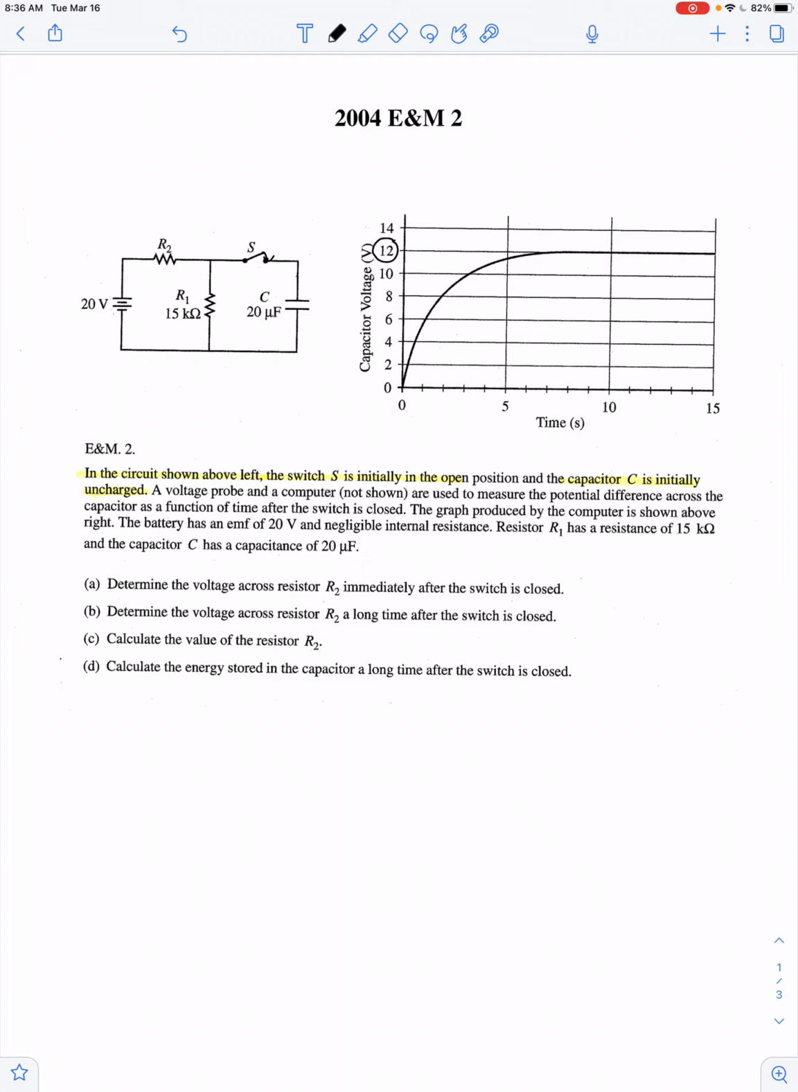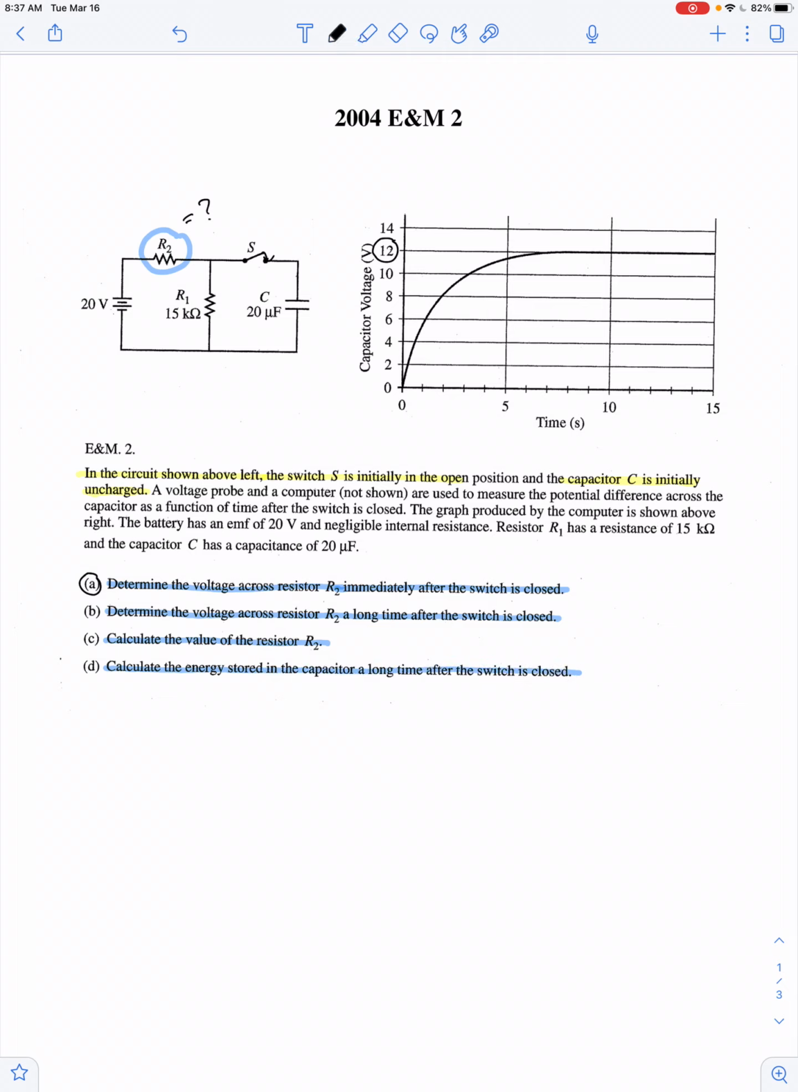Here are the questions we have. First of all, determine the amount of voltage across the resistor R2 immediately after the switch is closed. Then determine the voltage across that same resistor in the steady state, a long time after the switch is closed. The value of that resistor isn't given in the problem. So that's the third question we have. Calculate what the value of that resistance happens to be, and then finally calculate how much energy is stored in the capacitor after a long time.